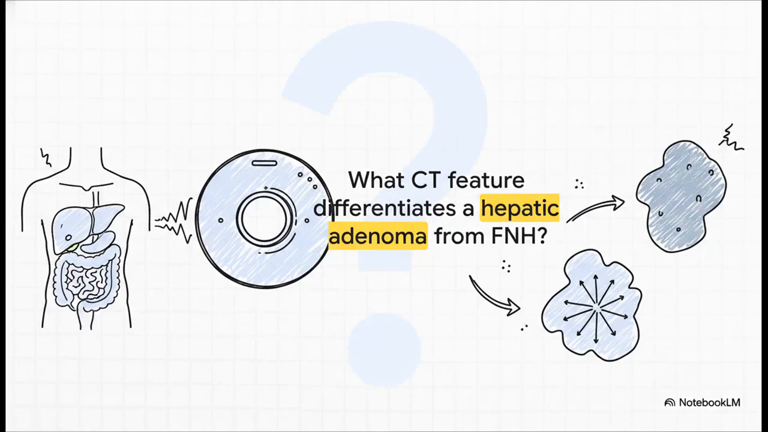So, to leave you with one final thought, you've mastered hepatic adenoma. But how would you tell it apart from its great mimicker, focal nodular hyperplasia, or FNH? What is the key differentiating feature you'd look for on that triphasic CT? That's the next level of understanding.